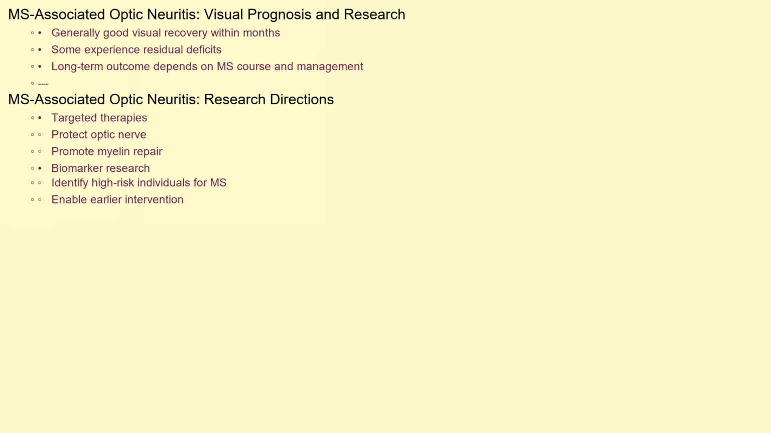The prognosis for visual recovery after an episode of MS-associated optic neuritis is generally good, with many individuals experiencing significant improvement in vision within several months. However, some individuals may experience residual visual deficits. The risk of recurrent optic neuritis and the overall long-term visual outcome are closely linked to the course and management of the underlying MS.